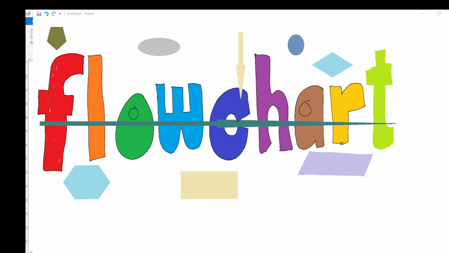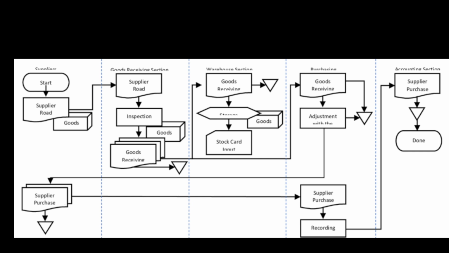There are two types of flowchart. We have system flowcharts and program flowcharts. Let's start with system flowchart. These flowcharts show the flow of data within an entire system. They focus on how different components of a system interact with each other.